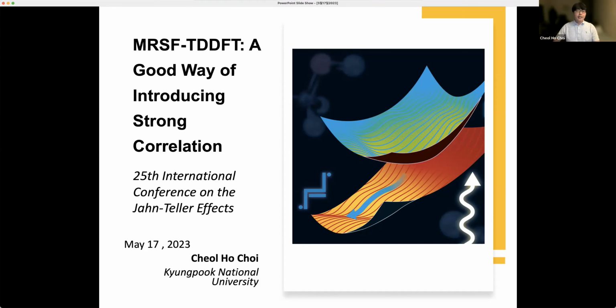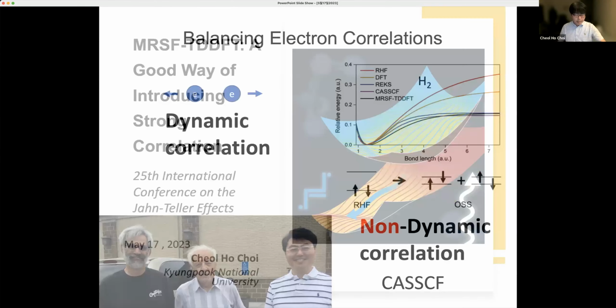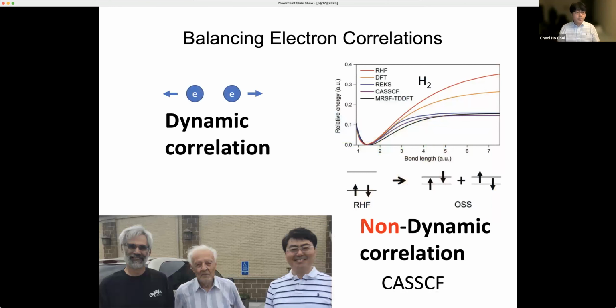Okay, so today I'd like to introduce to you our new quantum theory, called MRSF-TDDFT, which has been wonderful for our applications, and hopefully it'll be useful to you too. Okay, so whenever we talk about a new quantum theory, we need to think about the electron correlations.